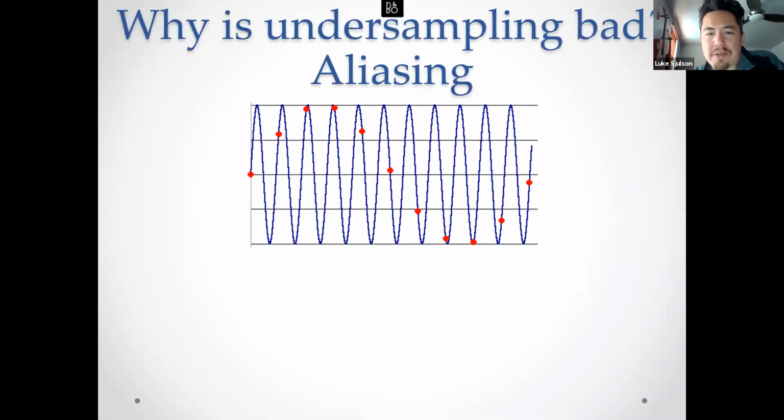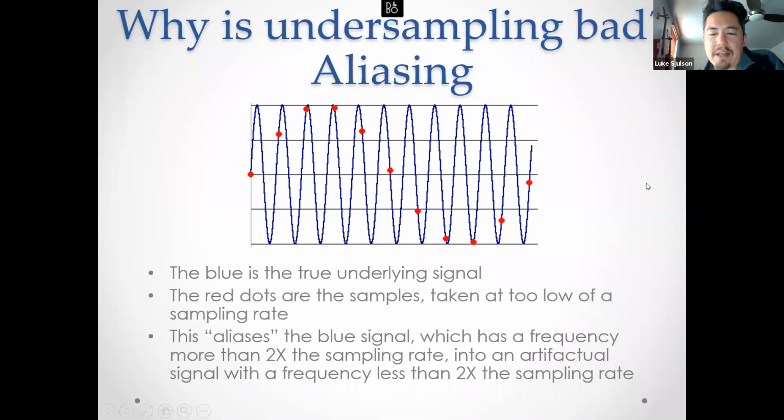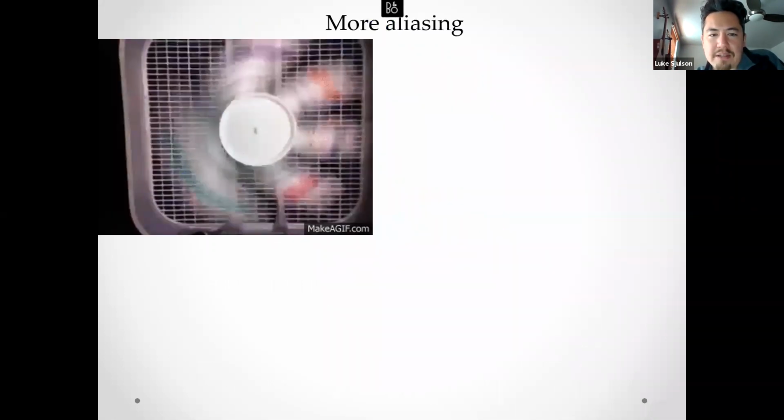And actually there's a phenomenon called aliasing, which is here, when you're undersampling. If you are sampling at a rate that's lower than the frequency of the sinusoid, then it actually generates an artifactual sinusoid at a different frequency. This is called aliasing because it aliases a frequency that's higher than half your sampling rate into one that is lower than that. Right, so here are examples of aliasing.